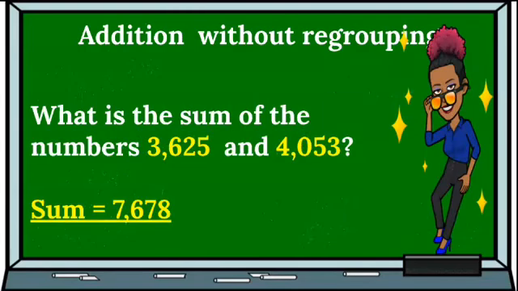So the sum of the numbers 3,625 and 4,053 will be 7,678.